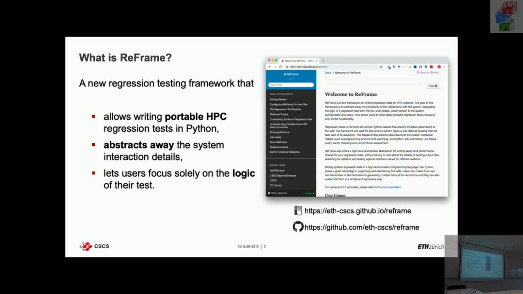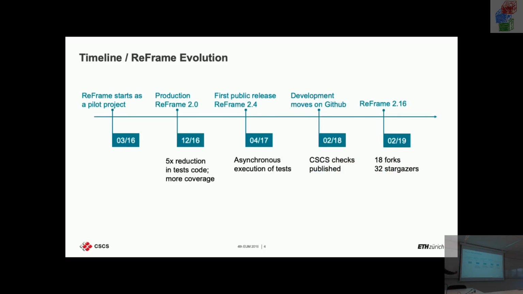So we started ReFrame. It started to get momentum and started to be developed in March 2016. Now we are on release 2.16, and we have 18 forks and 32 stargazers, and still counting. I updated the numbers a bit before because it was 31 in my slide. Now I have 32, so it's changing all the time.